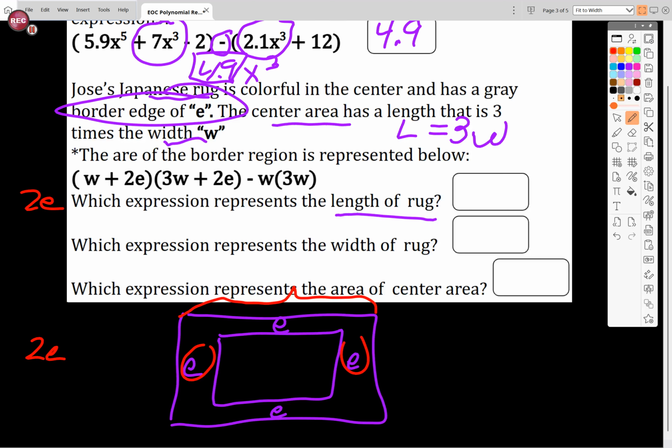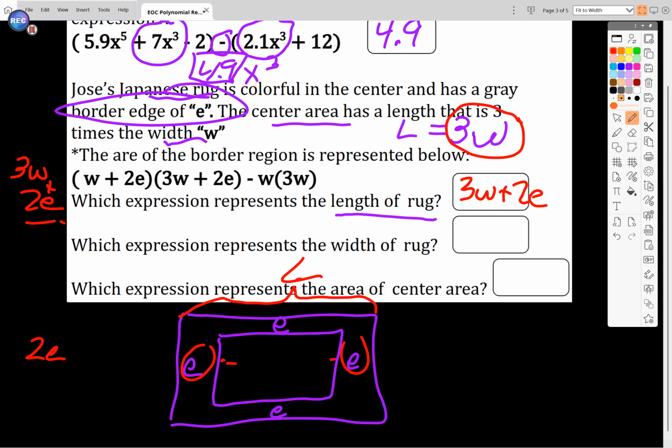And now, the inside part here, the length itself we don't have. These are all w's, but we do know that the length is 3 times the width. So we can do 3 times the width plus your 2 borders. Unless you're not including the borders, and these would be minuses on these expressions. So we already have the answer to the first one. 3 times the width plus the 2 borders. 2 borders are 2e. So 3w plus 2e would be the expression for the length of the rug.